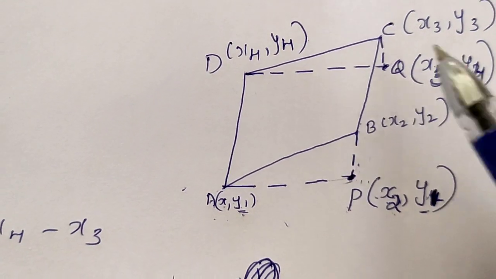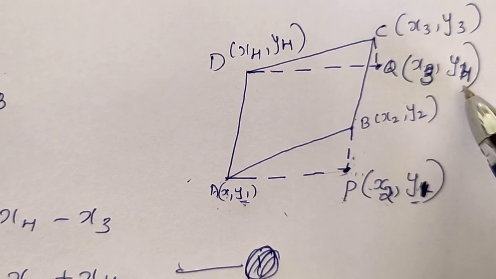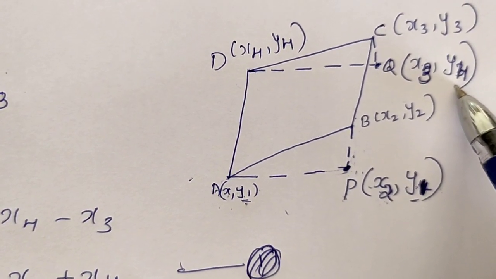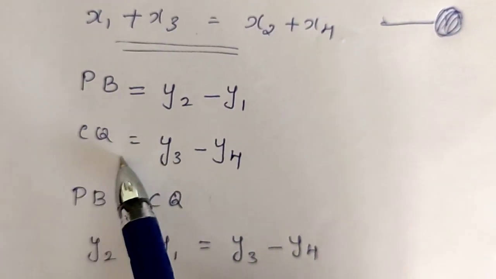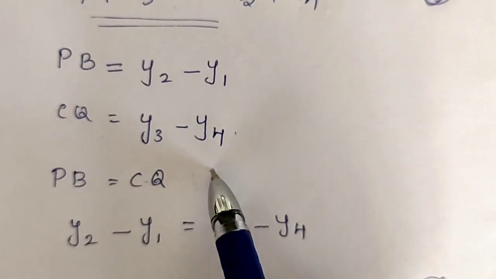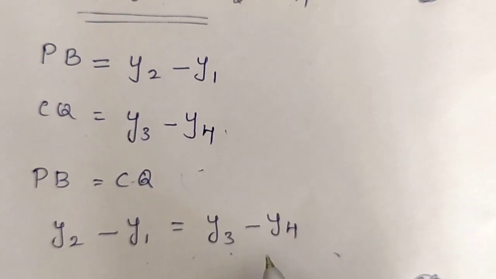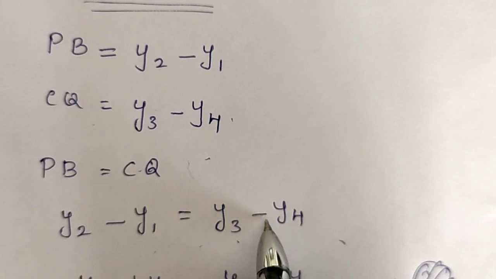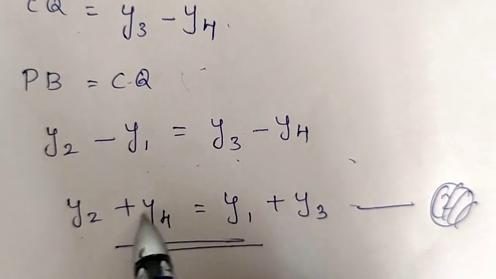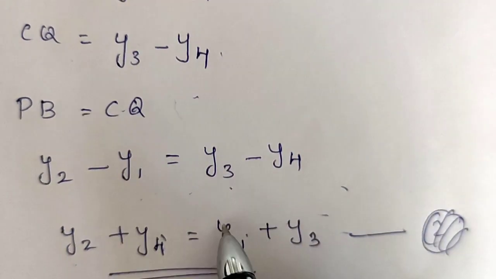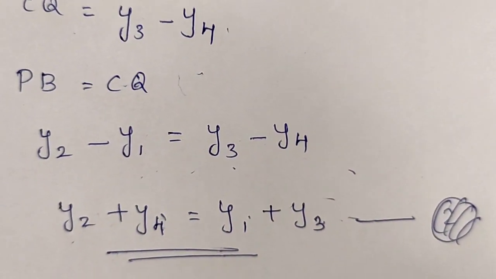Similarly, in QC, here also the x coordinates are x3, x3. Then the difference in their y coordinates, that is y3 minus y4, is the distance CQ. And we know that PB and CQ are equal. That is, y2 minus y1 is equal to y3 minus y4. Then just move y1 to this side and y4 to this side. Then we have y2 plus y4 is equal to y1 plus y3, or we can say that y1 plus y3 is equal to y2 plus y4. Hence the proof.